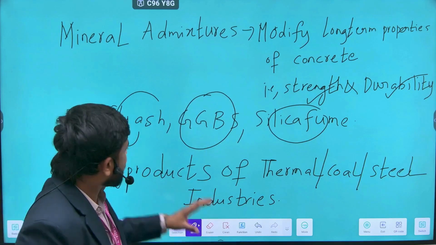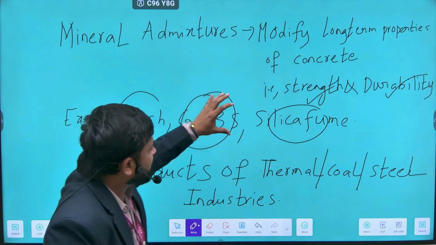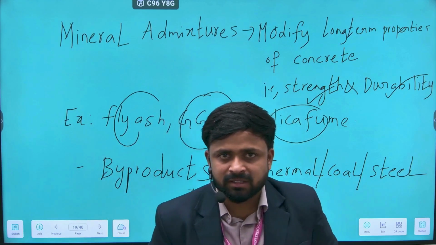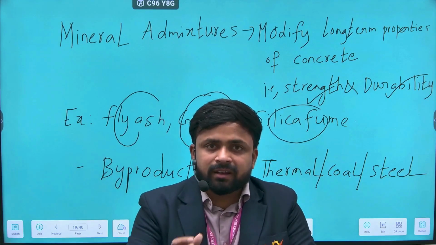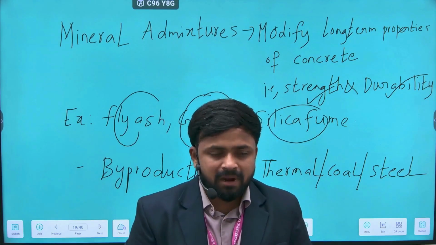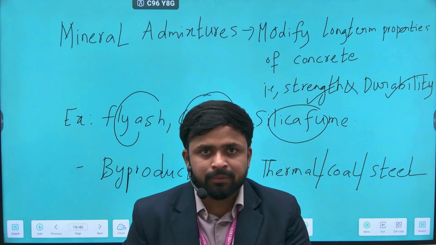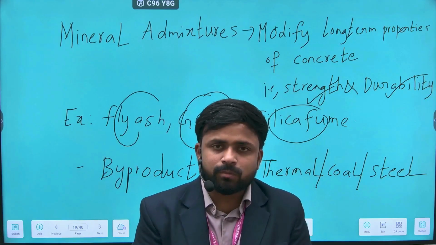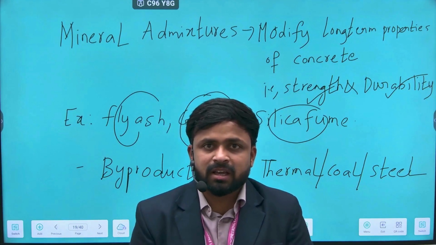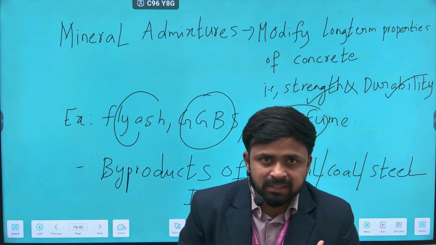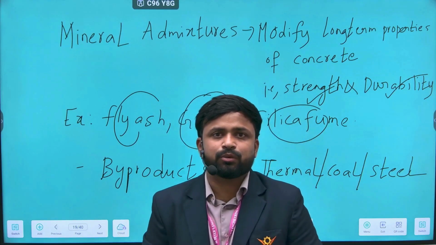Fly ash, GGBS, and silica fume have some cementitious properties. They do not directly have the cementitious property, but when you add water to silica fume or fly ash or GGBS, they develop some cementitious properties. Okay, then what is the advantage of using this?